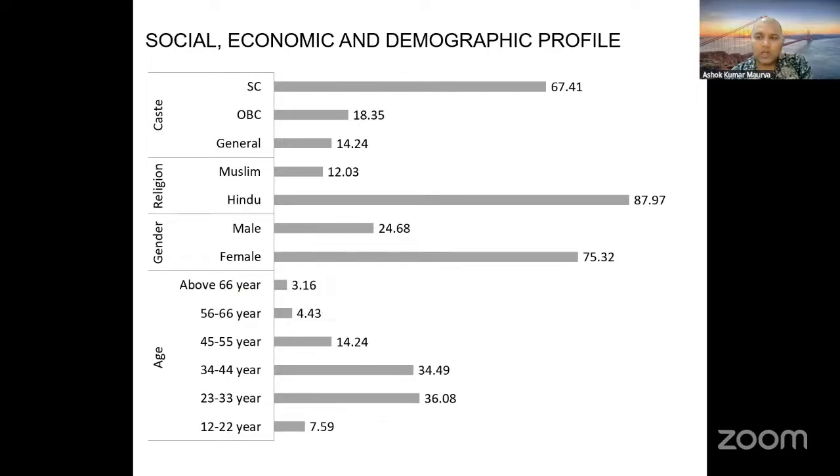And now let me talk about the basic findings. You can see that in my work more than 67% are SC people; student respondents fall under 67%, followed by OBC around 18%, then general. If you see the religion status, around 88% are Hindus, the rest followed by Muslims. Then more than 75% of respondents are women.